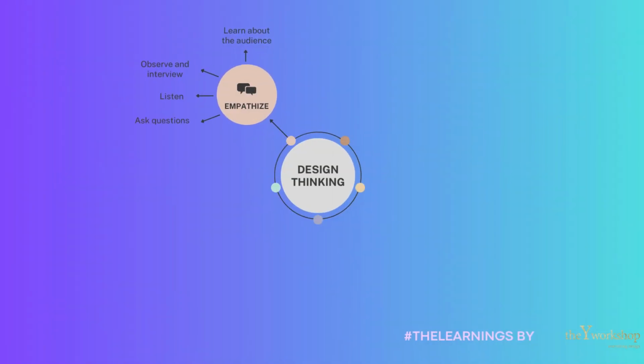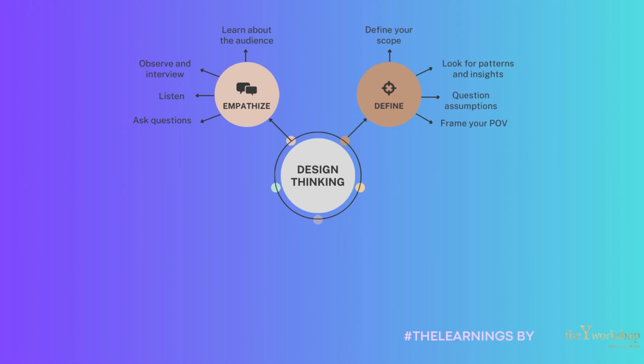The first step in the design thinking process is empathize. Learn about the audience. Understand the needs, experiences, and emotions of your users. Observe and interview. Watch users in the environment and conduct interviews to gather deep insights. Listen. Pay close attention to user stories and perspectives. Ask questions. Engage with users to clarify and delve deeper into their experiences and challenges.